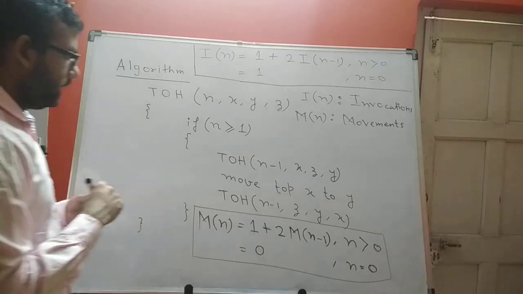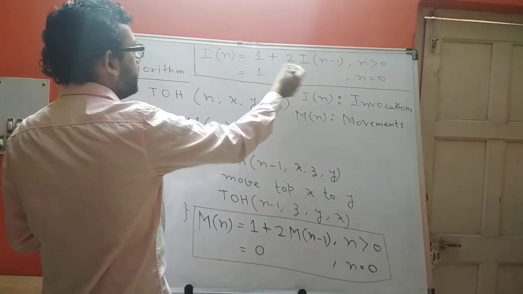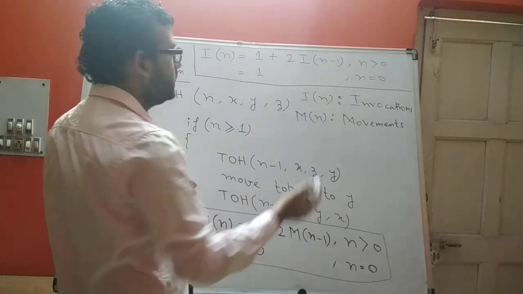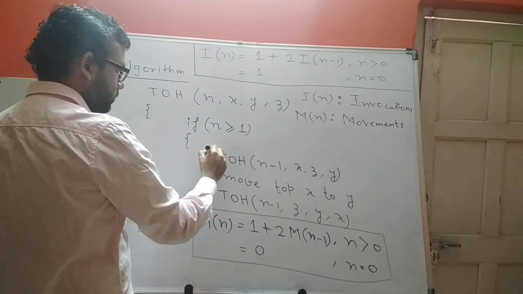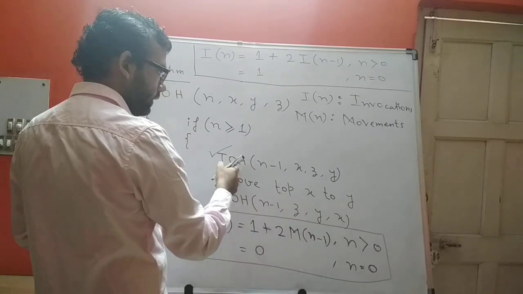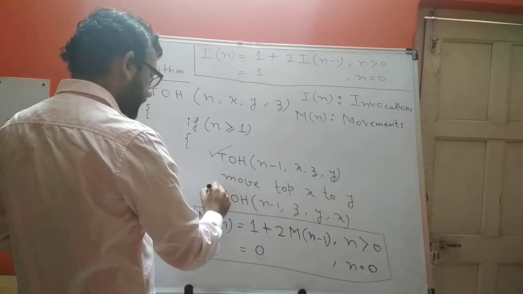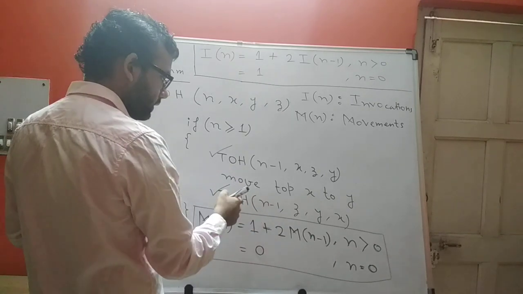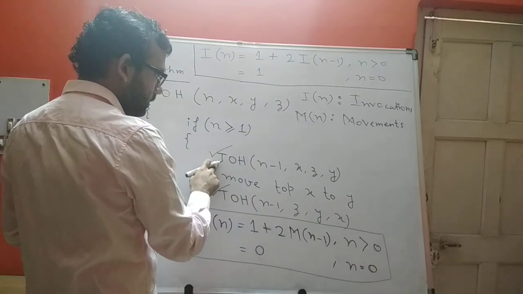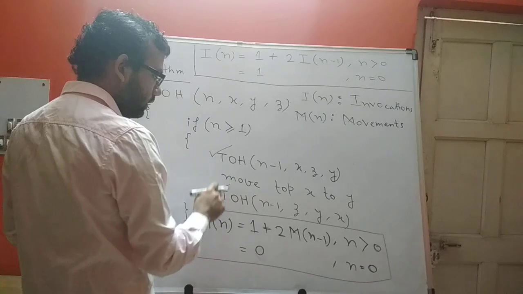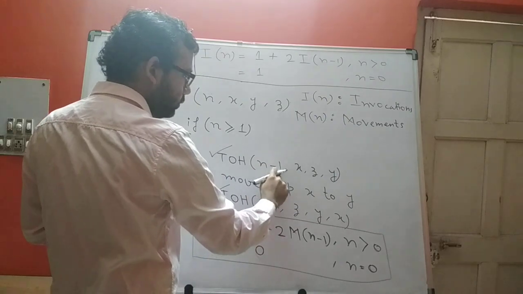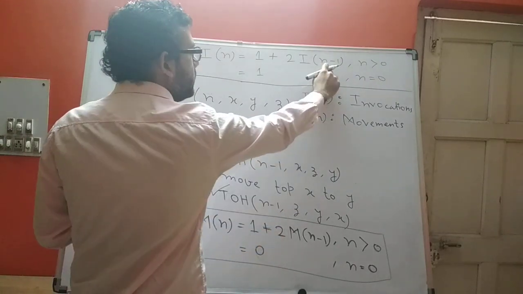Now let's try to understand why I have written what I have. For I of n, I have written 1 plus 2 into I of n minus 1. That means there is one invocation where you have to solve the problem of Towers of Hanoi on n minus 1 disks, and there is another invocation where you have to solve the Towers of Hanoi problem for another n minus 1 disks. So this is one sub-problem, this is another sub-problem. So you have to solve two sub-problems. For that you have 2 into I of n minus 1. Why n minus 1? Because you have to do it for n minus 1 disks.